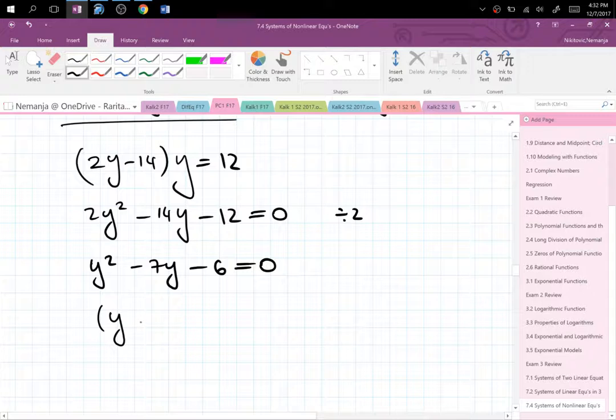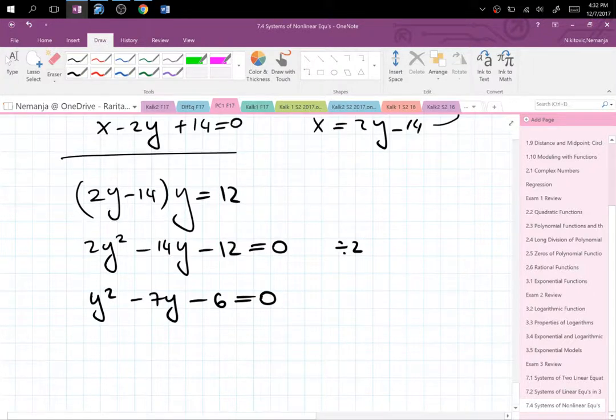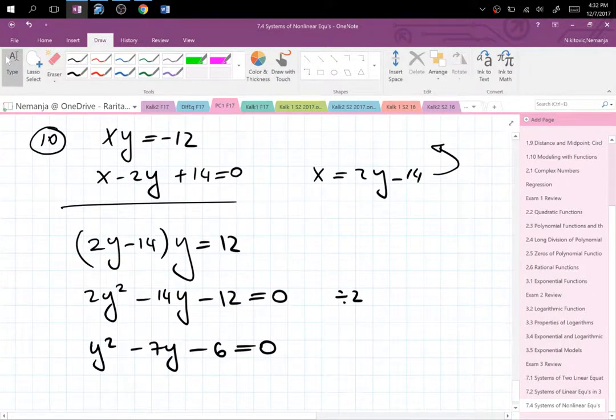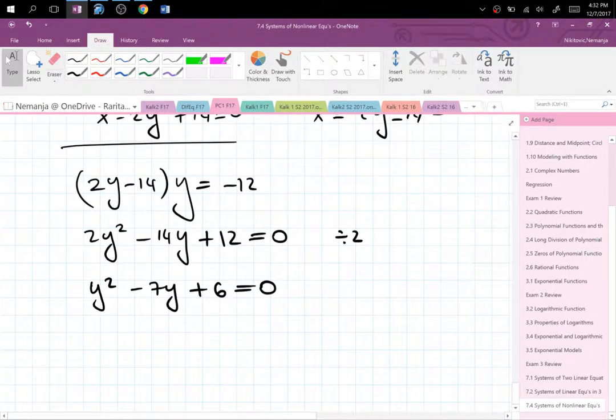Which you can easily factor. So y minus... you can't easily factor, right? Wait, I have a question though. Shouldn't you start by doing y equals and then put the negative 12 over x? Oh, it's negative 12 on this side. That solved my issues. Thank you. Yes, there are many ways you can do this. So yes, you can.